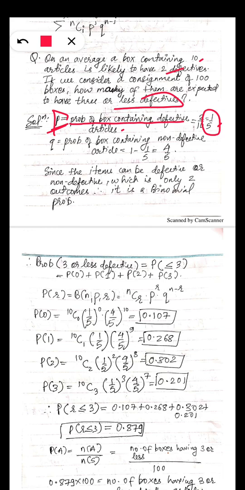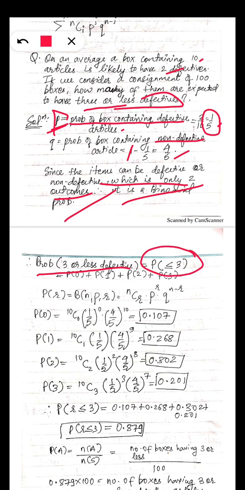Q is the probability of a box containing non-defective articles. So just subtract 1 minus P, 1 minus 1 by 5, so it comes to 4 by 5. Since the items can be defective or non-defective, which is only 2 outcomes, it is a binomial probability. So we have to find how many boxes are having 3 or less. The probability of 3 or less defective can be denoted by this notation also.